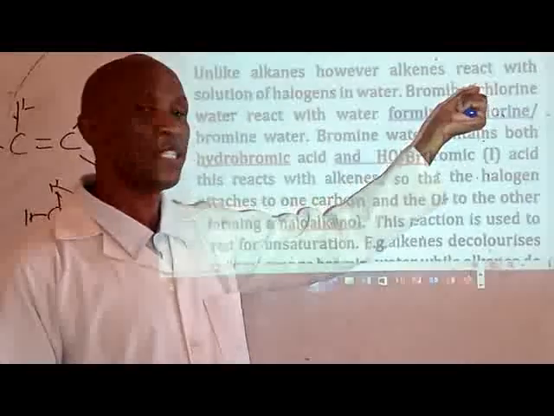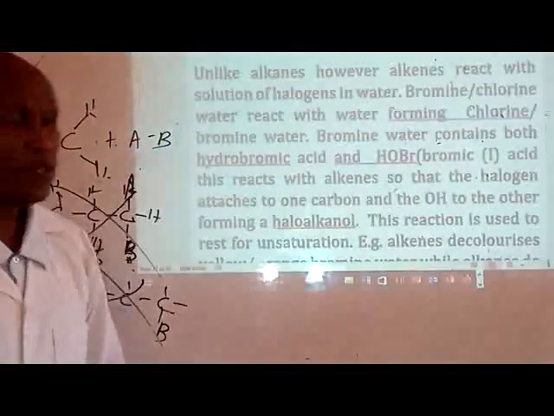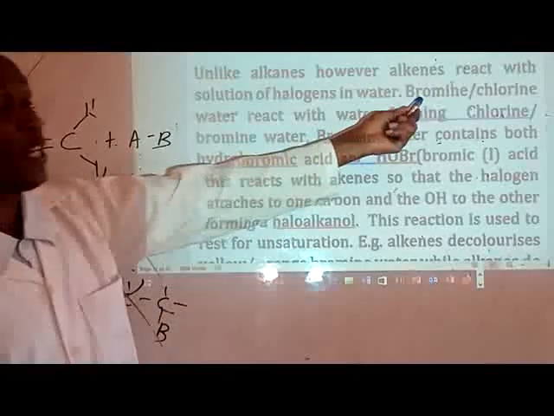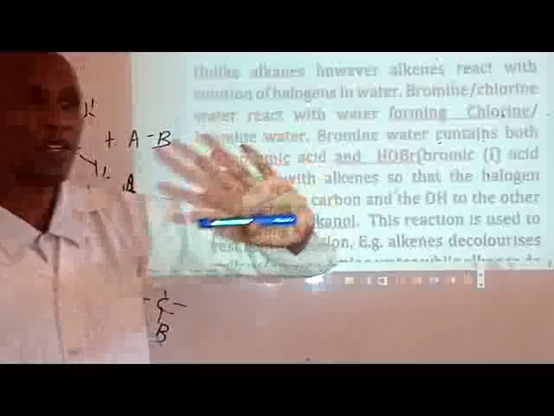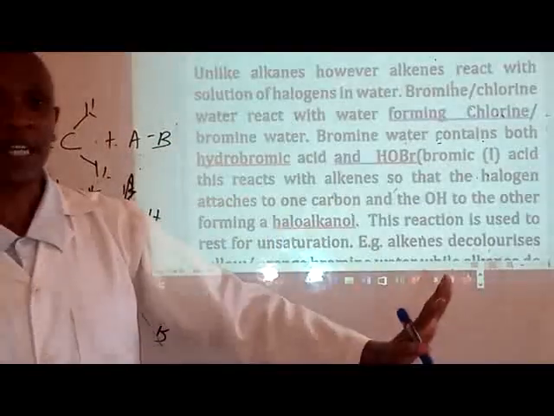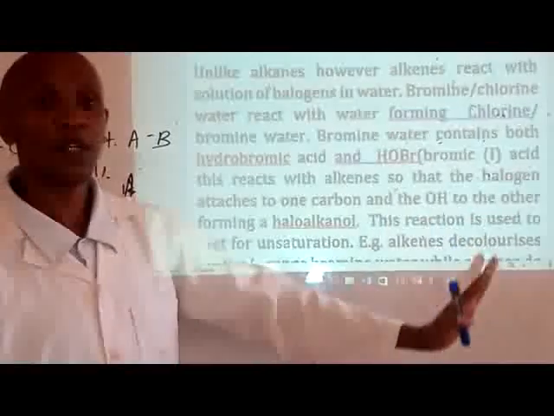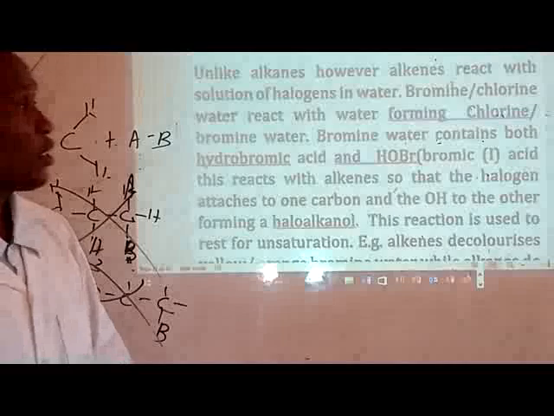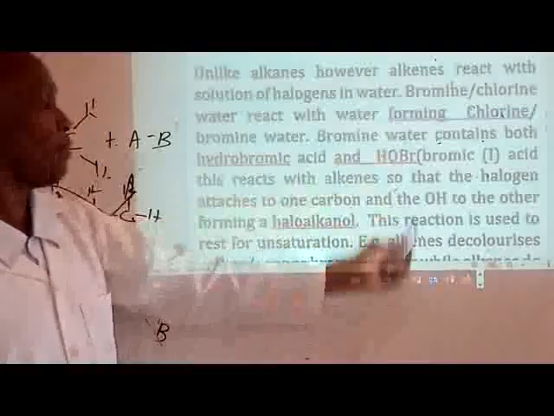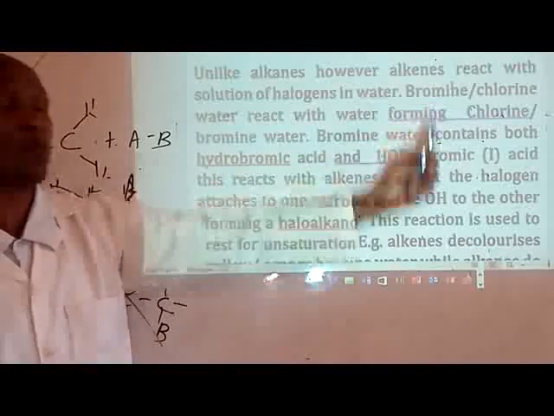Now, the most interesting halogenation reaction is the halogenation with solutions of the halogens in water. This one will not take place with the alkanes. You cannot halogenate alkanes with bromine water. Liquid bromine, yes, in the presence of sunlight. But bromine water is bromine dissolved in water, and that reaction cannot take place. But the alkenes can be halogenated with bromine water and chlorine water.